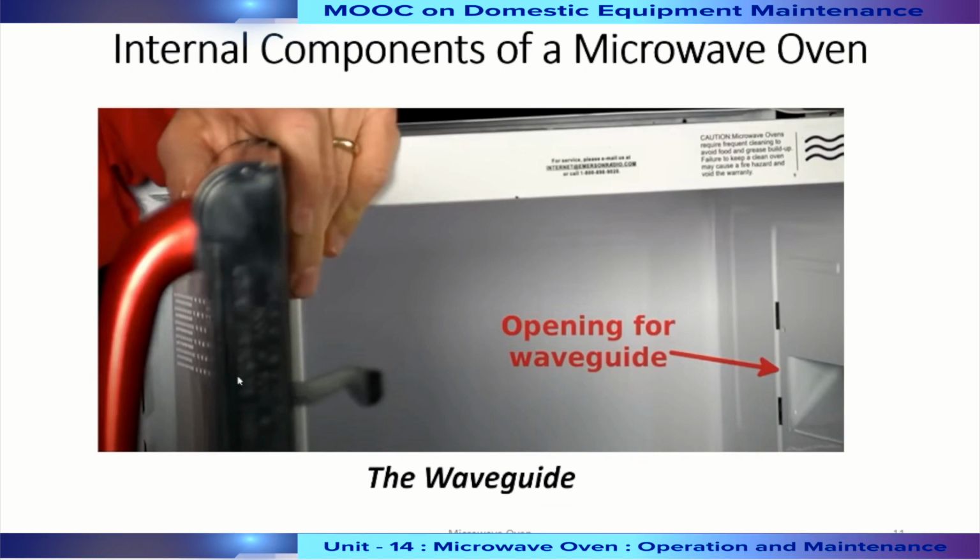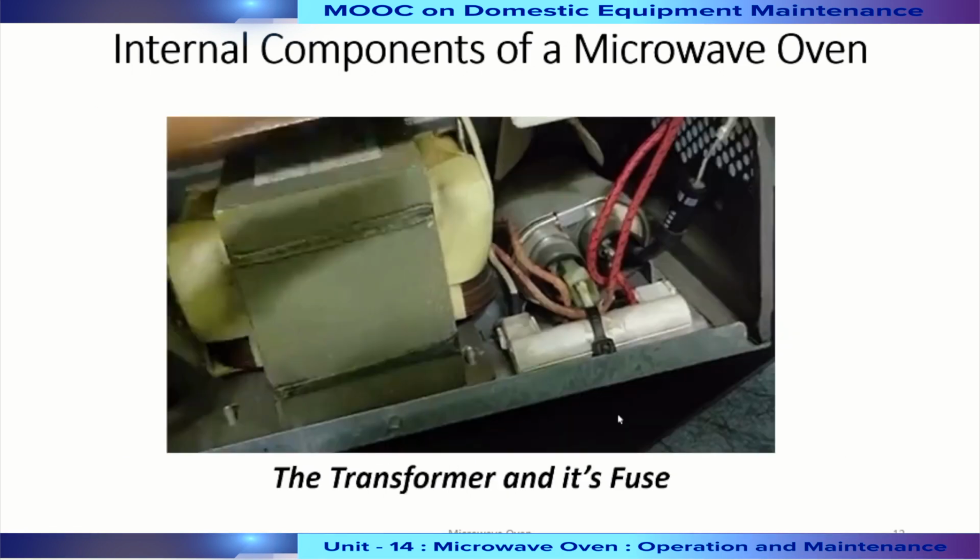As we open the door, we see the opening of the waveguide towards our right side. Behind this waveguide will be the magnetron connected here to this chamber. The transformer and its fuse are shown here with a closer look.